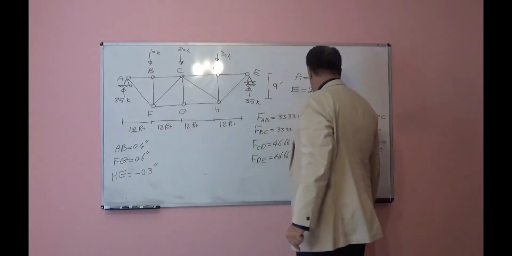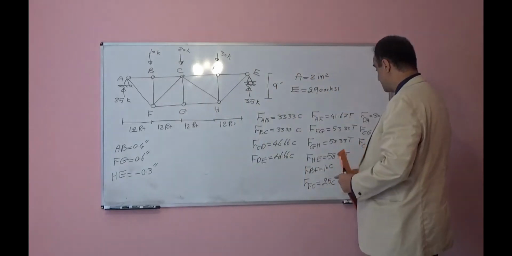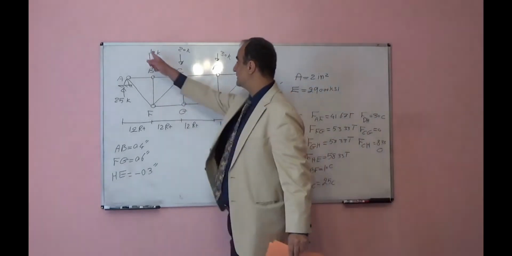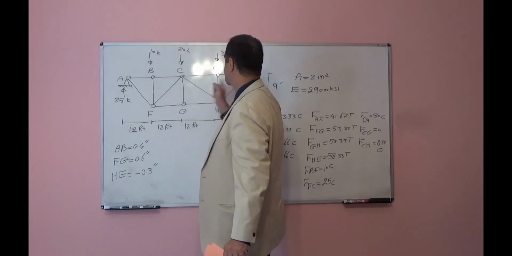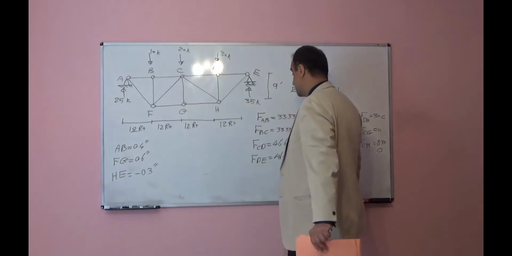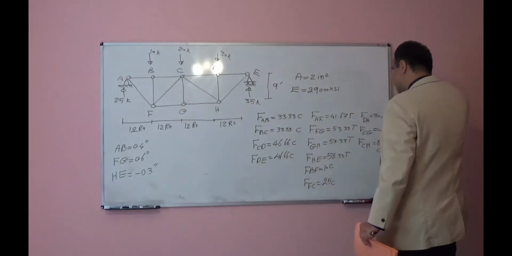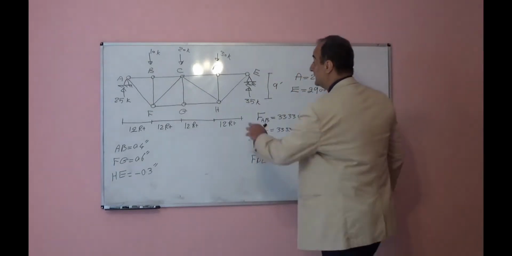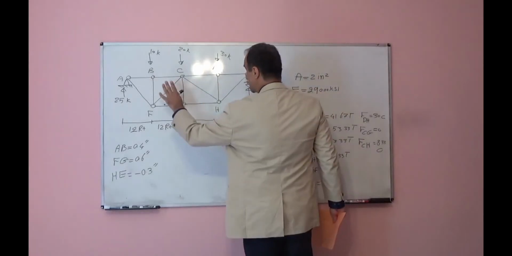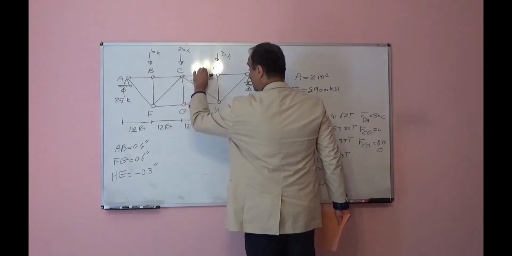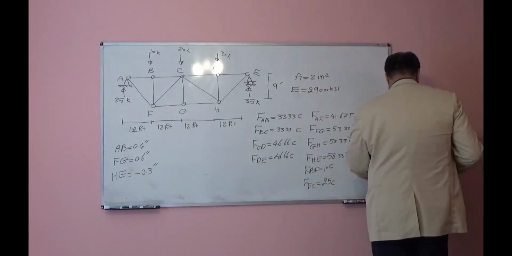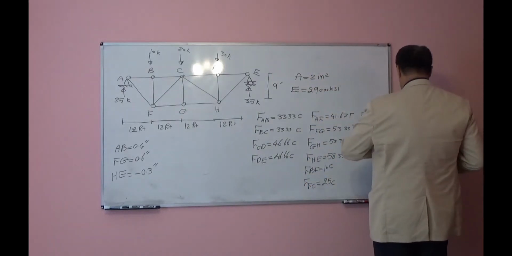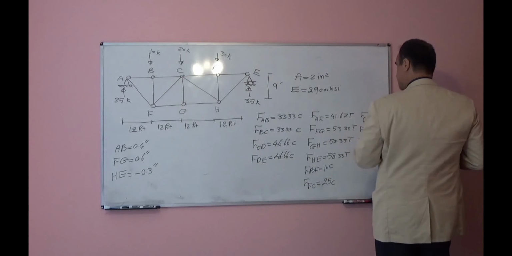So BF should be 10 compression, because we apply compression. DH is 30 compression. Others you can find using the joint method. So first you will find all internal forces using the joint method under real load. After finding those, then you will remove all external loads.